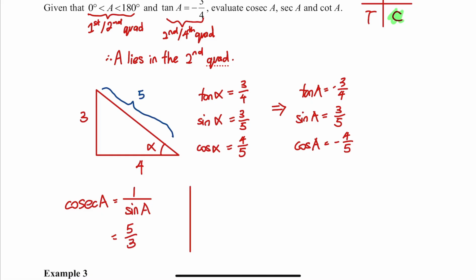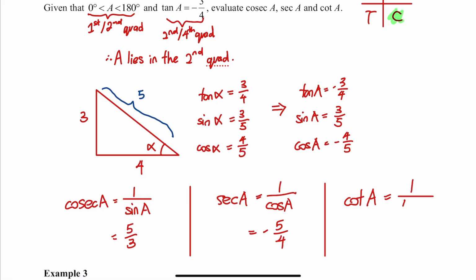Next one, secant A. By the third letter, secant A is 1 over cosine A. Therefore, it is the inverse of negative 4 over 5, which is simply negative 5 over 4. And the last one, cotangent A, is equal to 1 over tangent A. As I know that tangent A is negative 3 over 4, 1 over tangent A is negative 4 over 3. Alright, and this is for example number 2.